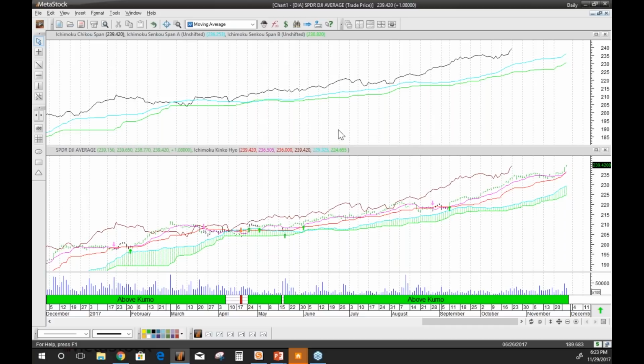We're going to go ahead and attach that, and immediately what it shows you is this right here: wherever this is green, the price is above the Kumo, and wherever it's red, the price is below the Kumo. That gives you an immediate signal to tell you where price is in relation to that cloud. So it's very quick at giving you that.